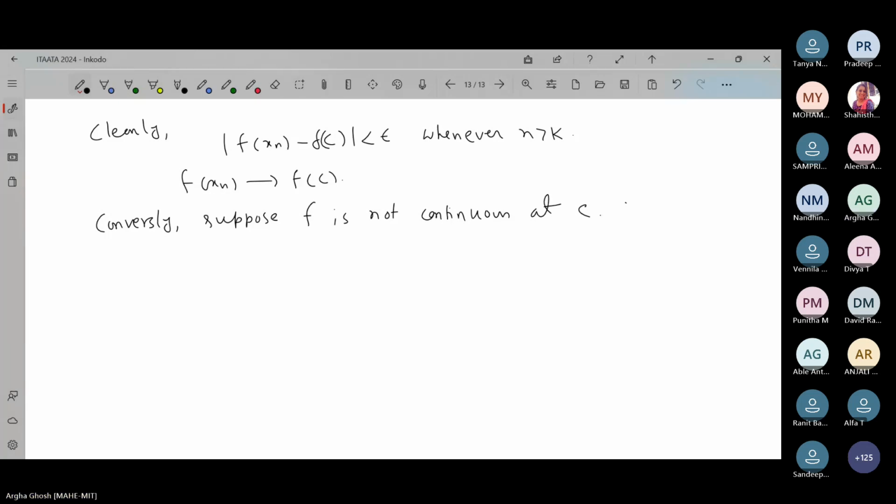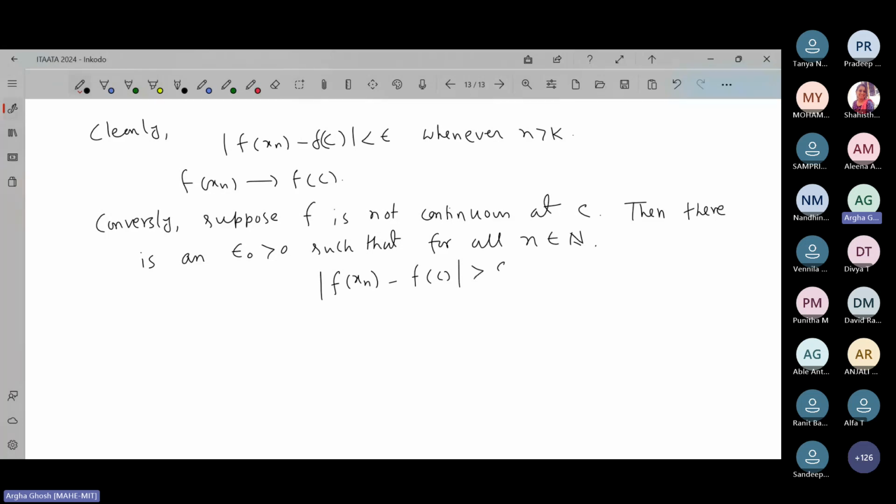Okay, so then there is an epsilon naught greater than 0 such that for all n belonging to the natural numbers, |f of xn minus f of c| is greater than epsilon naught, but |xn minus c| is less than 1 by n. So this will generate a sequence xn.